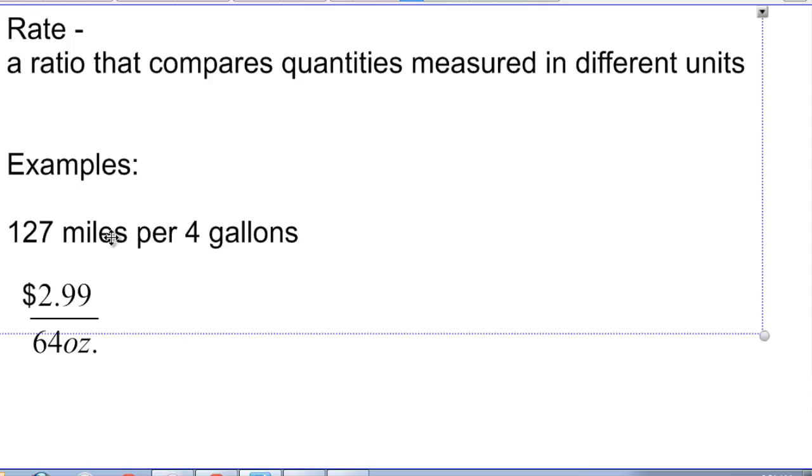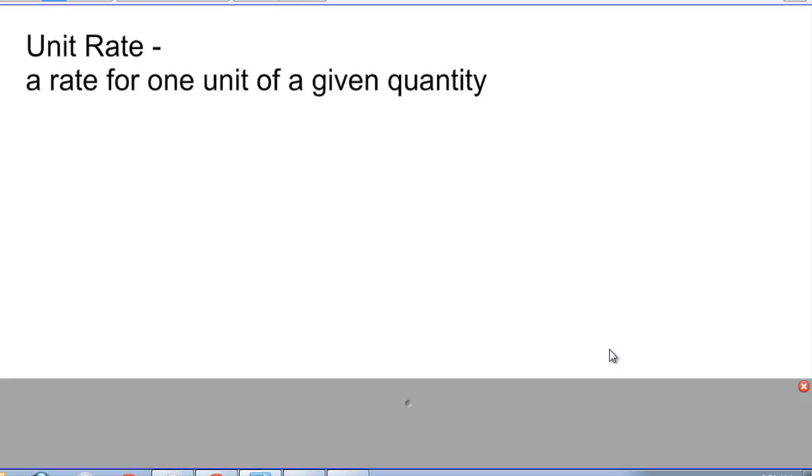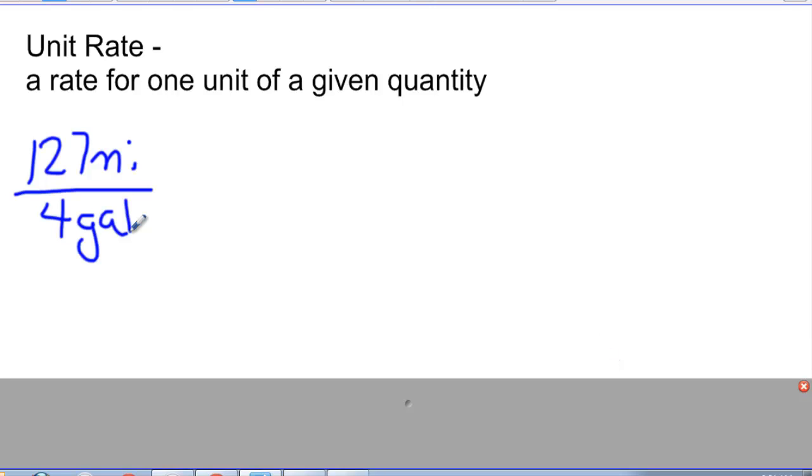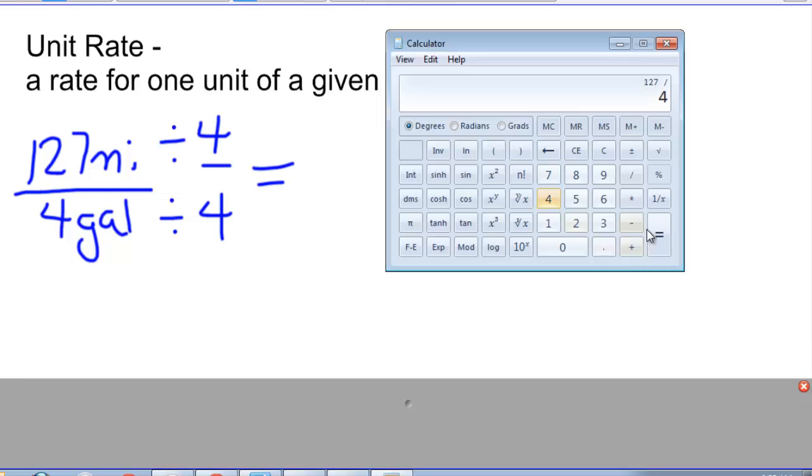Okay, so let's take this example, 127 miles per 4 gallons, and let's find the unit rate for that. I want to get this per 1 gallon. So I need to divide 4 by something to make it 1. Well, if I divide 4 by 4, that would make it 1. And whatever I do to the top of a fraction, I want to do the same thing to the bottom. Same thing when I'm simplifying rates or ratios. I want to divide by the same thing. And so I'm going to divide both of these by 4, and that equals 31.75.